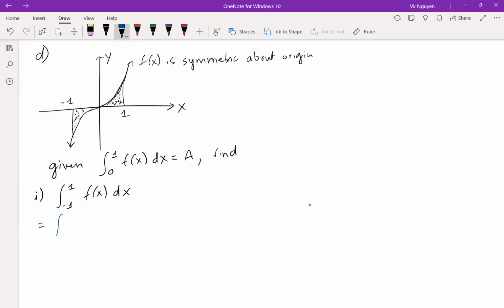We can split this into integral from negative 1 to 0 f(x) dx plus integral from 0 to 1 f(x) dx. We know the integral from 0 to 1 is a. That is the area above the x-axis. Integral from negative 1 to 0 is the area below the x-axis. And because the graph is symmetric about the origin, it would have the same exact area. However, since it is below the x-axis, it's going to be negative a. So together, we're going to get 0.